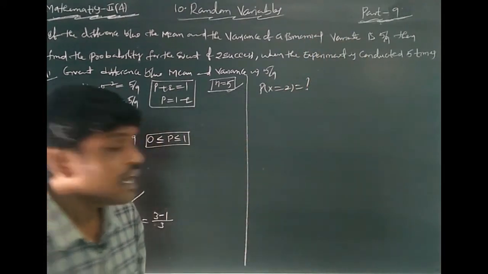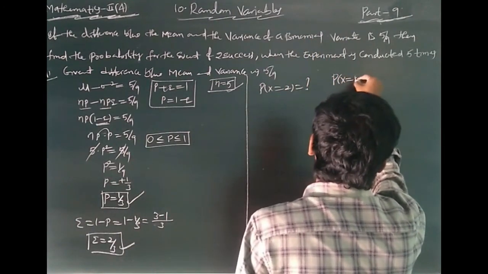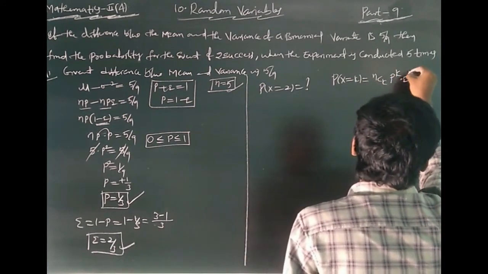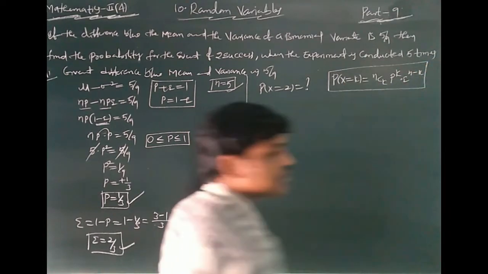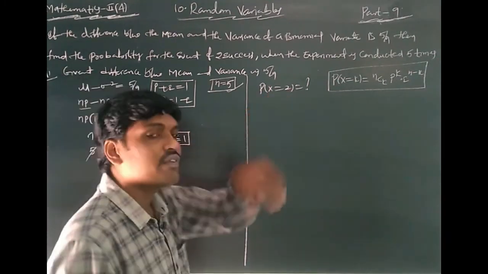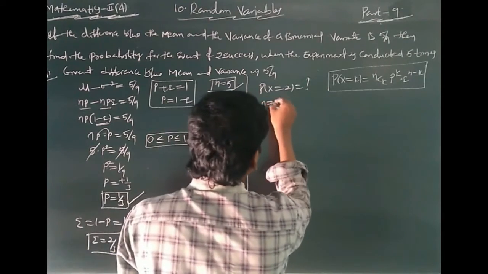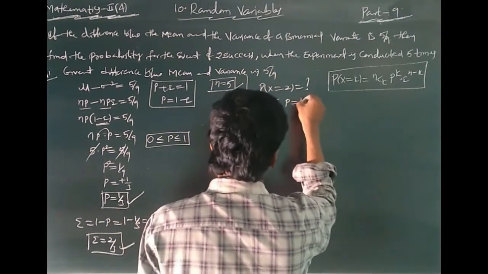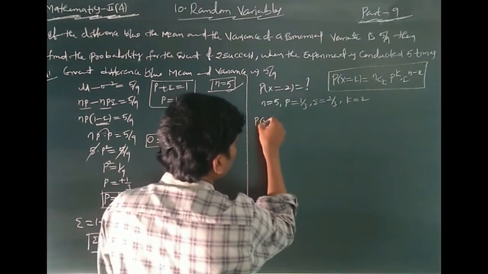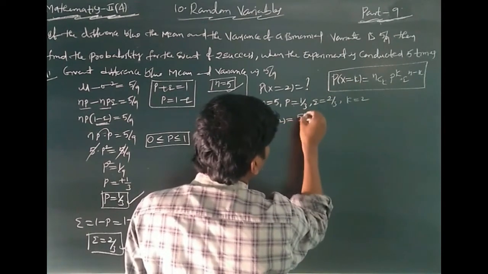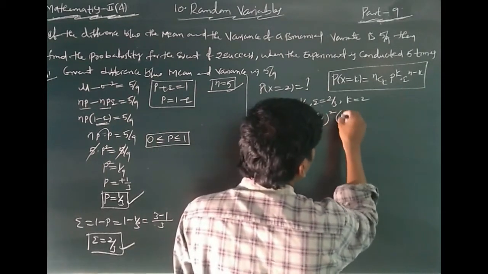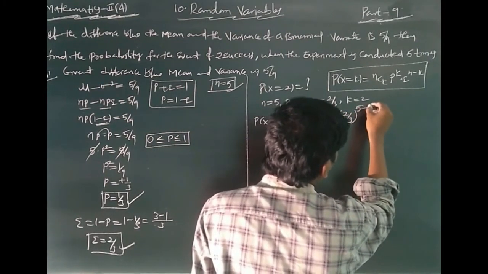This is the question. Here, in the binomial distribution, what is the formula of P of x equal to k? nCk, p power k, q power n minus k. This is the formula of the binomial distribution. In this you can find P of x equal to 2. Here n value is 5. p value is how much? 1 by 3. q value is 2 by 3 and k value is 2. In this formula, P of x equal to 2 is equal to 5C2, 1 by 3 whole power k, that is 2, into 2 by 3 whole power n minus k, that is 5 minus 2.